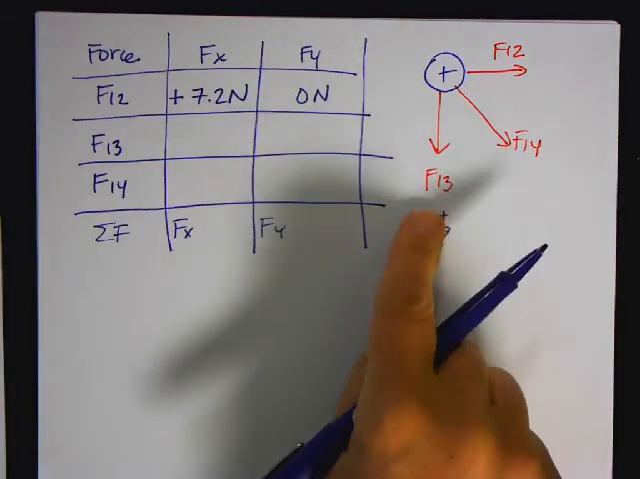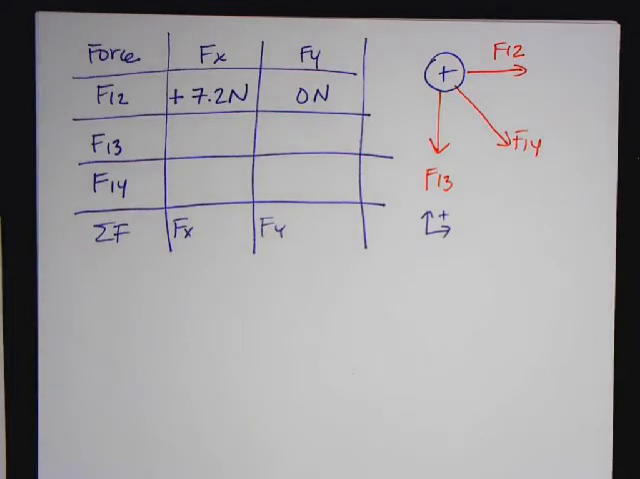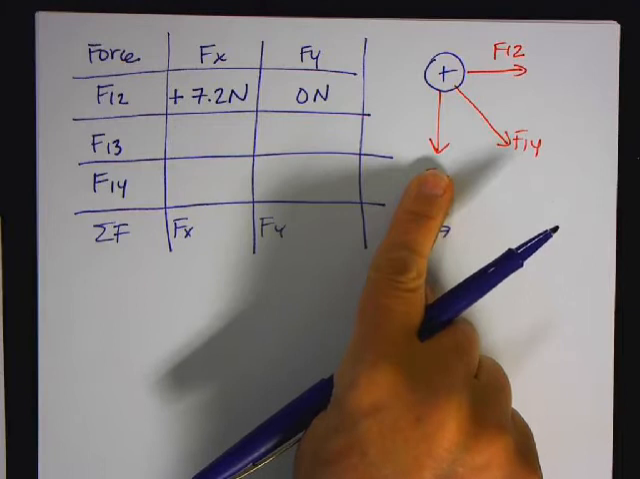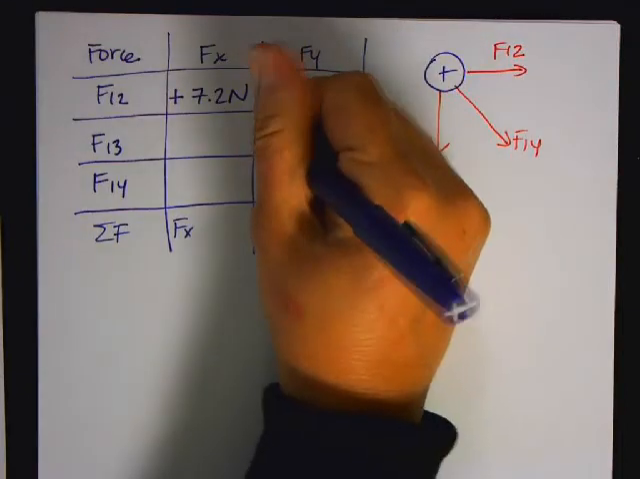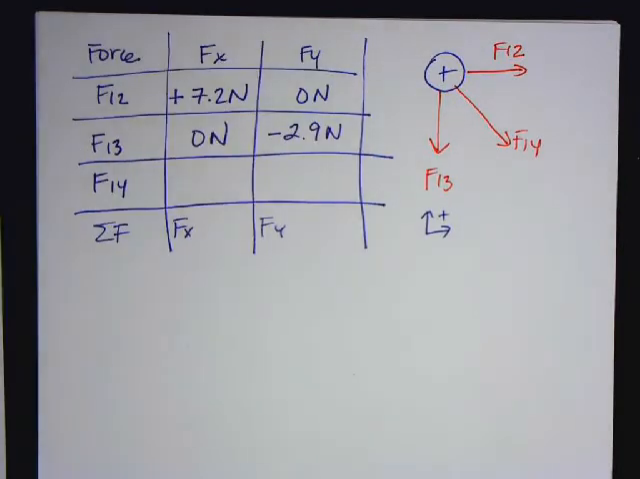Then I'm going to jump ahead to F13. See how F13 goes down like that? That means it's only a Y component. Now, according to our sign convention, down is what? Negative. So this is going to be negative 2.9 newtons, and this is going to be 0 newtons.